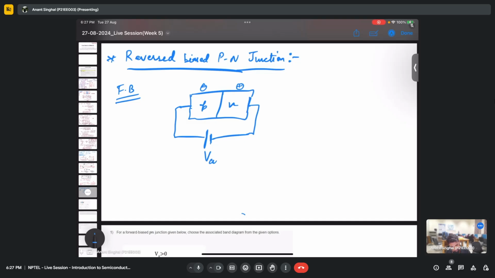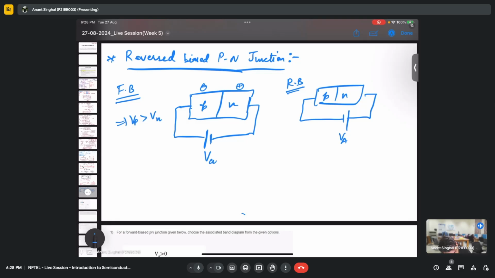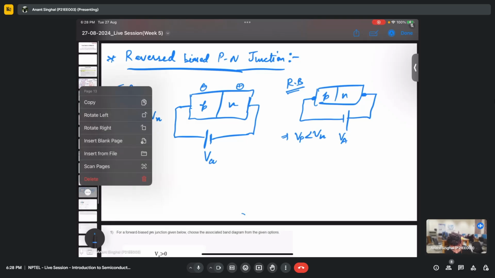And similarly, in reverse bias, what we do is at the N side we connect the positive potential, and at the P side we connect the negative potential. This is a very basic understanding of what is forward and reverse bias. So basically, for forward bias, Vp is greater than Vn, and for reverse bias, Vp is less than Vn. Let's say this is voltage at the P point, this is voltage at the N point. I hope it makes sense.